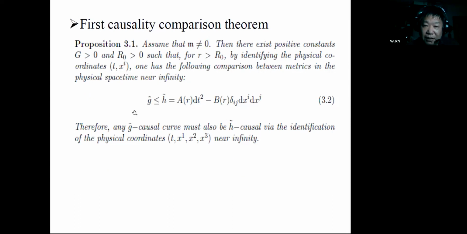And this means that the G causality, the causal vectors defined by the metric G tilde, should always be H causal. It means that if a tangent vector, measured based on the G tilde, is causal, then because of these inequalities, if you consider the same vector measured based on the H tilde metric, it is also a causal vector. Okay, that is great.